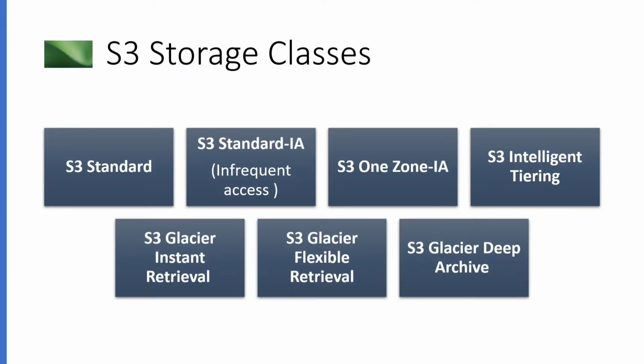You can see these are the total 7 storage classes: S3 Standard, S3 Standard IA, where IA stands for infrequent access, then S3 One Zone IA, S3 Intelligent Tiering, and for Glacier we have total 3 classes. First is S3 Glacier Instant Retrieval, S3 Glacier Flexible Retrieval, and the last one is S3 Glacier Deep Archive.